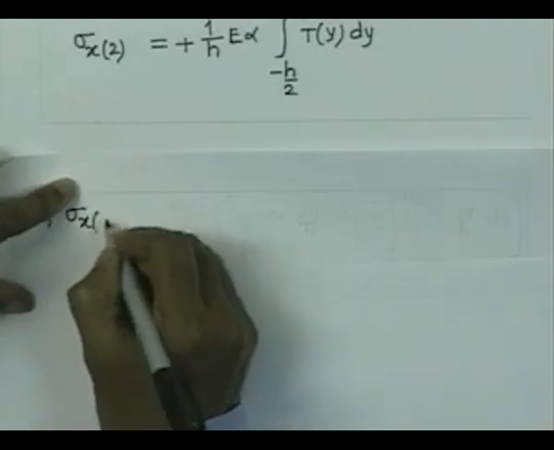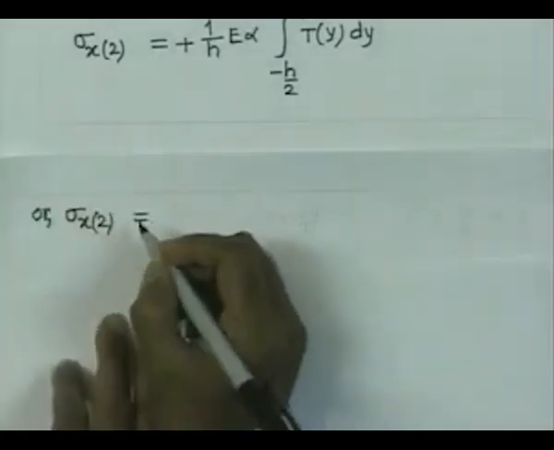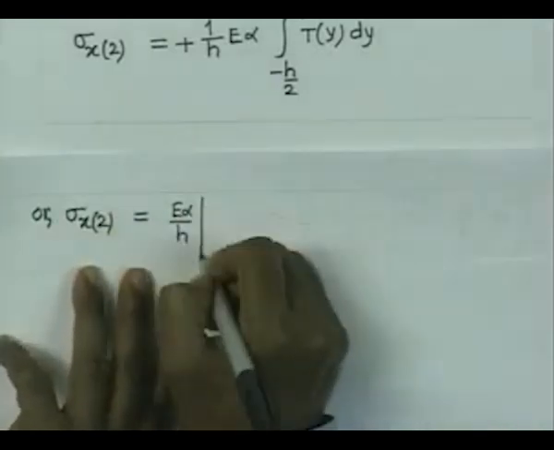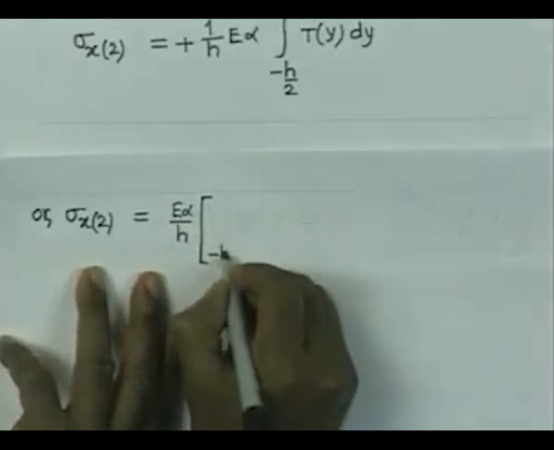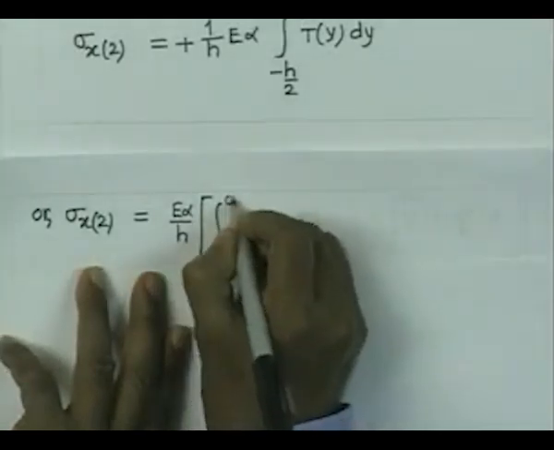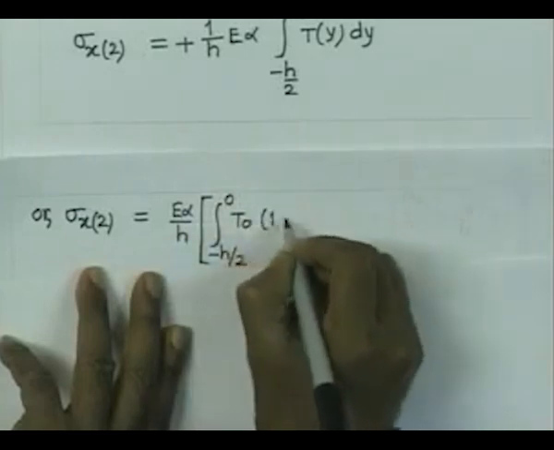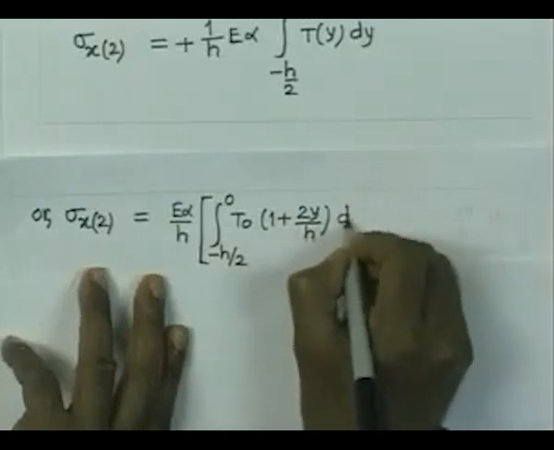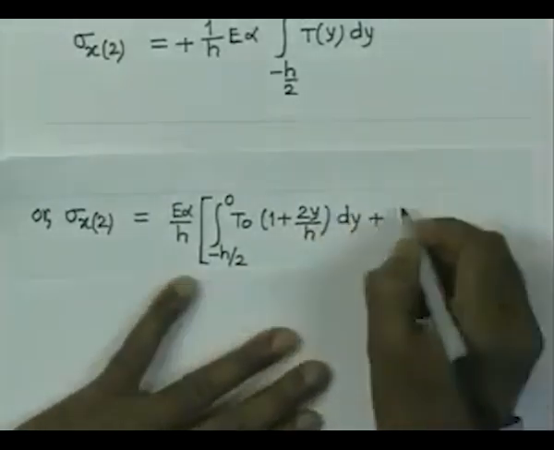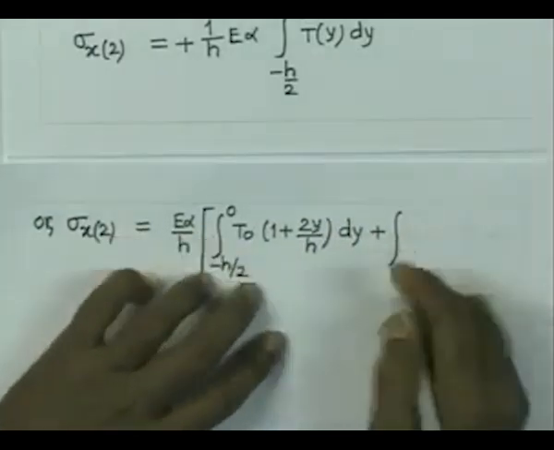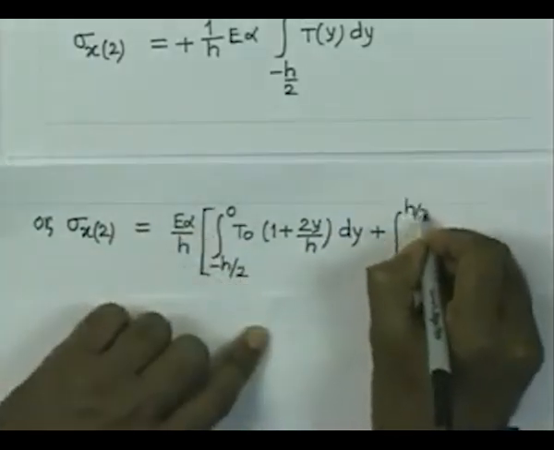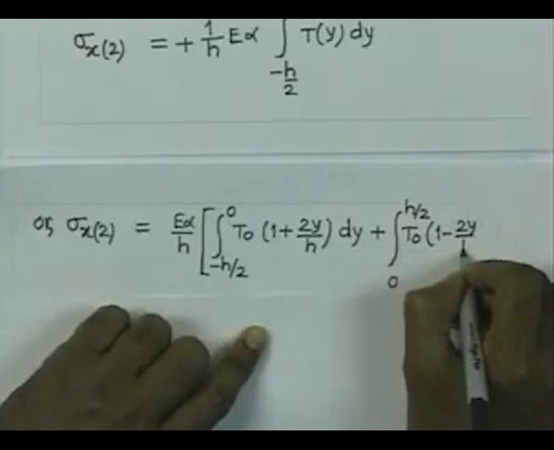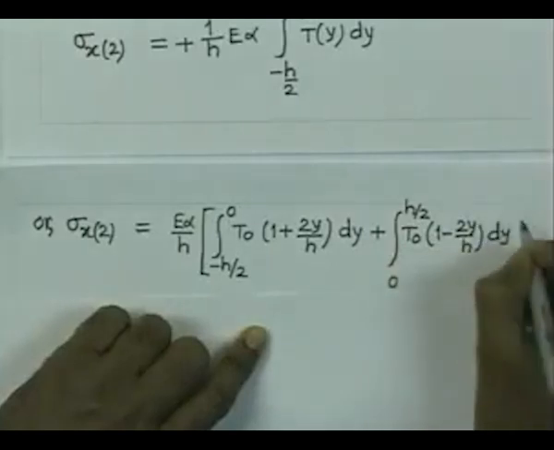Therefore, sigma x, sigma x2 I am sorry, is equal to E alpha by h, integral from minus h by 2 to 0 of T0 into 1 plus 2y by h dy, plus integral from 0 to h by 2 of T0 into 1 minus 2y by h dy.